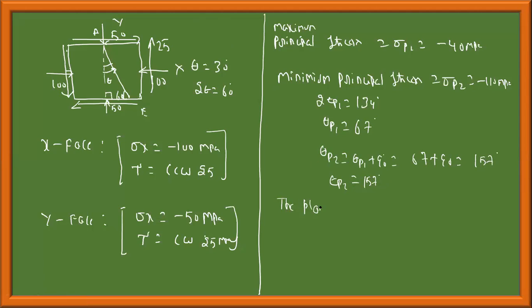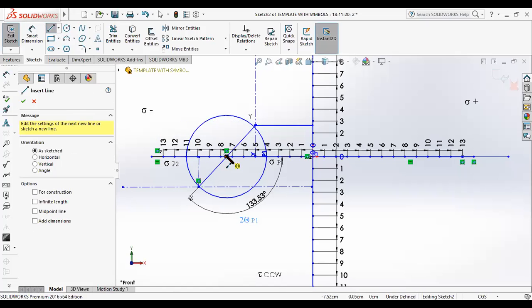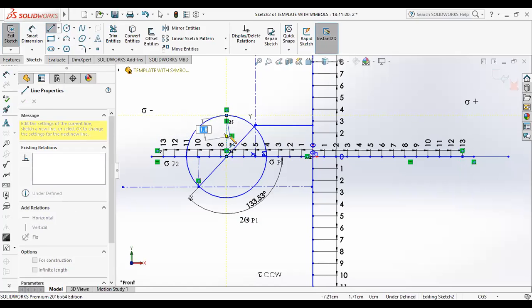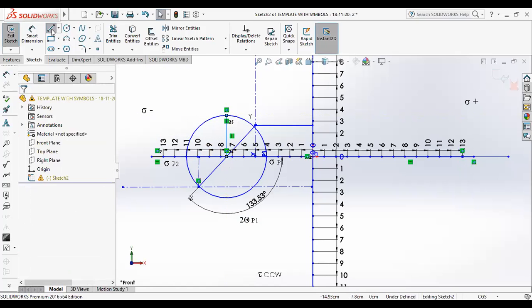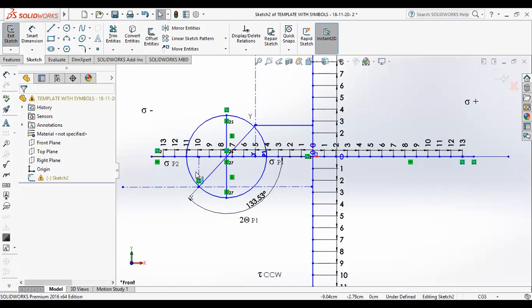The planes of maximum shear stress, tau max, which is equal to plus or minus... For that, from the center, draw a line. You can draw one straight line using a scale. Measure the magnitude. This is tau max, 34.8 MPa.